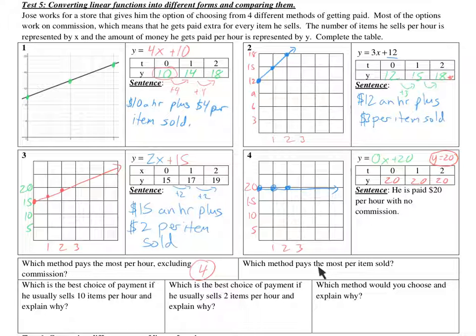Which method pays the most per item sold? Per item sold. Excluding, I should have said excluding your hourly wage. Which one pays more? Well, is that your M or your B? Which one's item sold? M, right? Aren't we looking at the common difference, the slope? So which one is steepest? Is it 1, 2, 3, or 4? Which one pays the best per item? Isn't it this guy right here, 4?